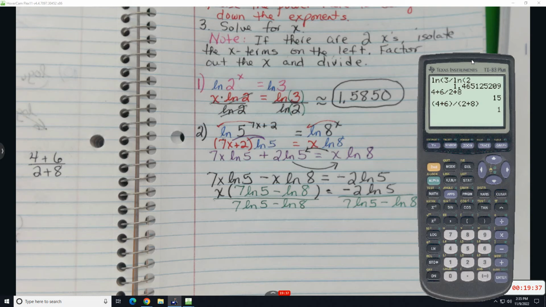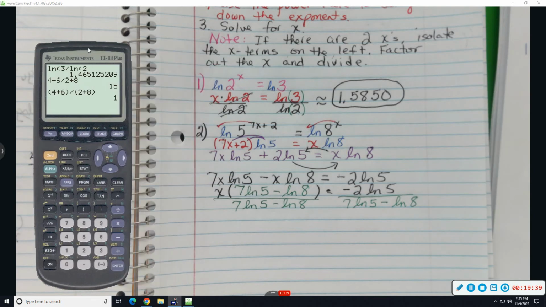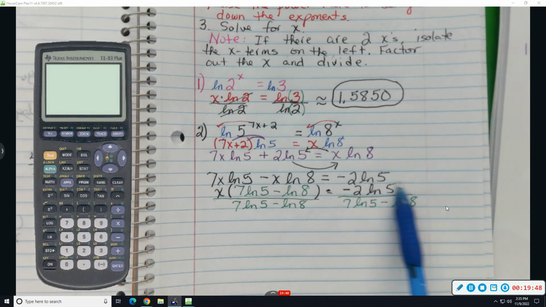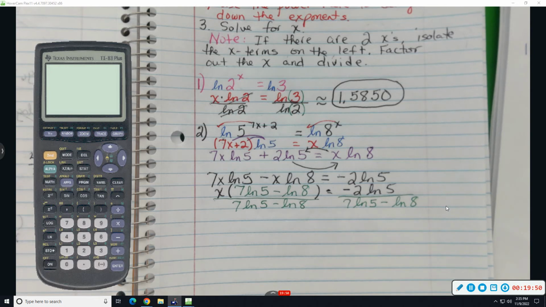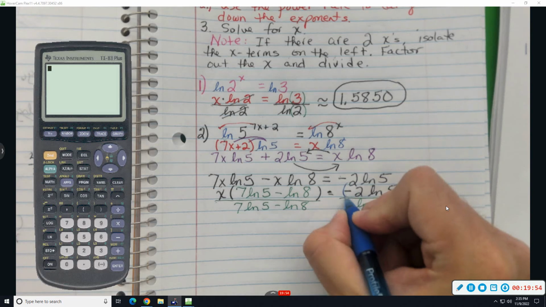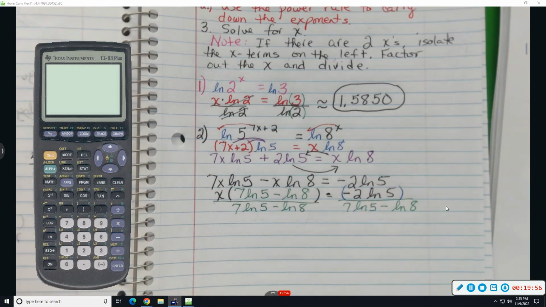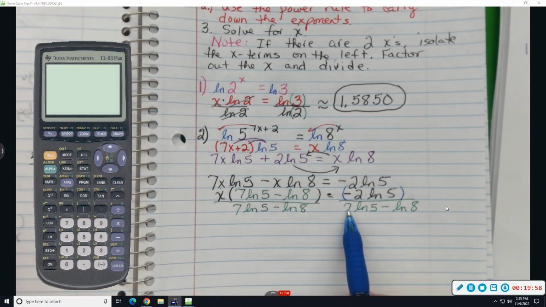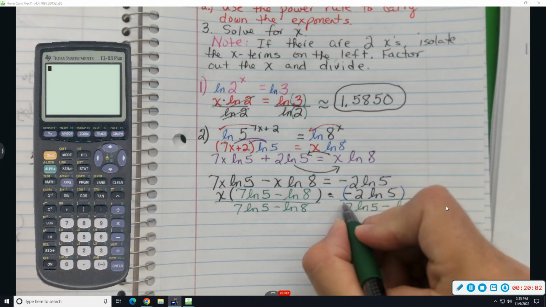In general, if there's more than one number on the top of a fraction, that numerator should be enclosed in parentheses. When I look at this messy fraction right here, there's 2 numbers on top. Put it in parentheses. On the bottom, there's 1, 2, 3 numbers. Put it in parentheses.